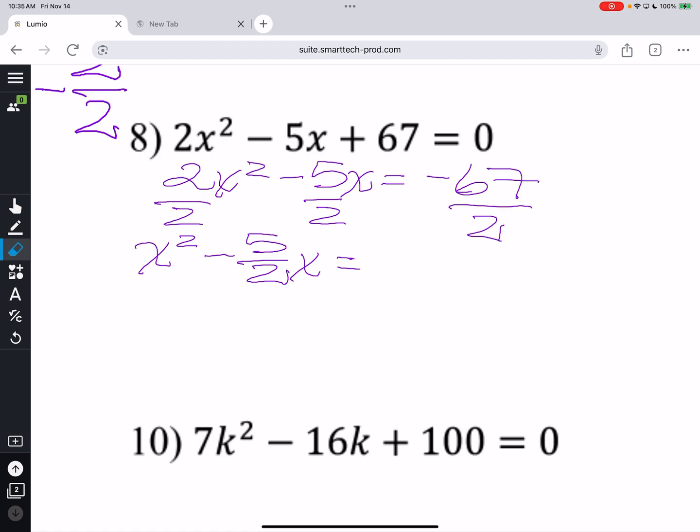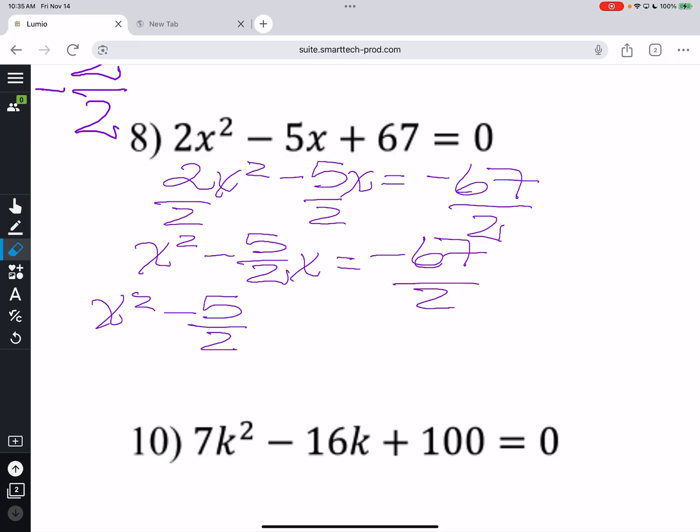x squared minus 5 over 2x, and we'll have negative 67 over 2. Okay, I know where I am now. I lost my train of thought. Negative 67 over 2. When we cut 5 over 2 in half, that means multiplying by 1/2. So that gives us negative 5 over 4.